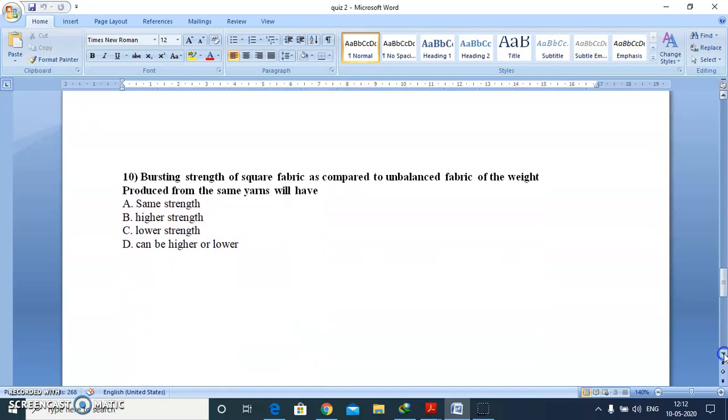So now the next question is bursting strength of square fabric as compared to unbalanced fabric of the same weight produced from the same yarns will have. Bursting strength is a multi-directional strength test. If the extensibility of warp and weft yarn is the same, that is called square fabric, where EPI, PPI and all the factors of warp and weft are the same, that will give the higher bursting strength as compared to unbalanced fabric. So we'll go for option B here.